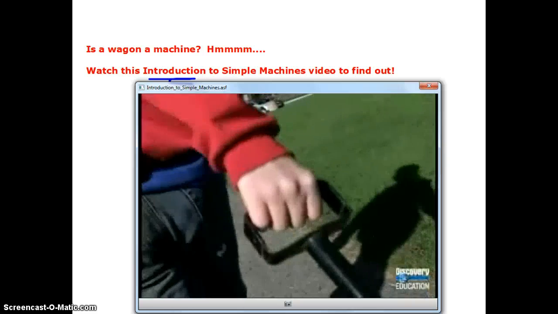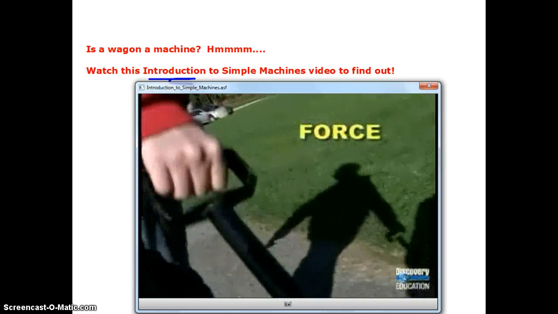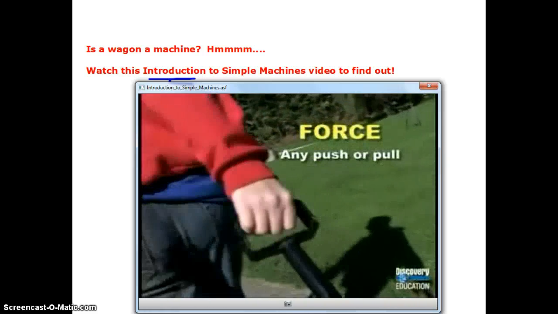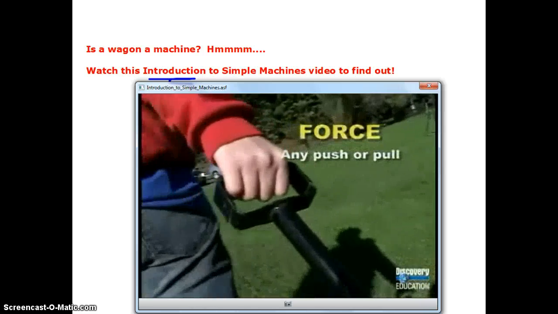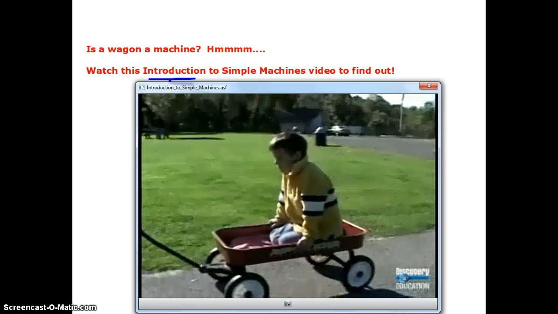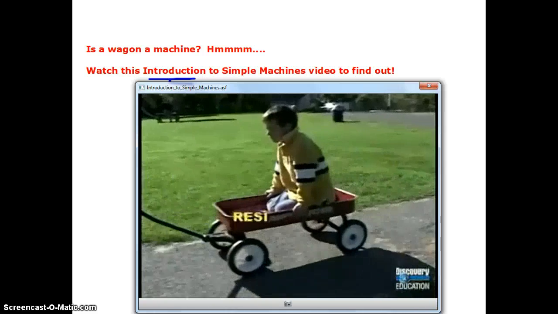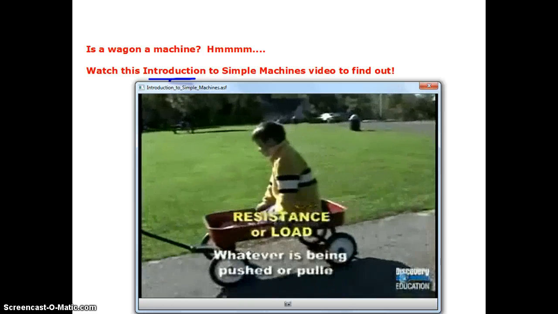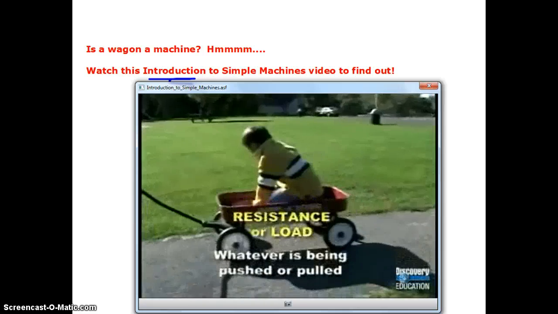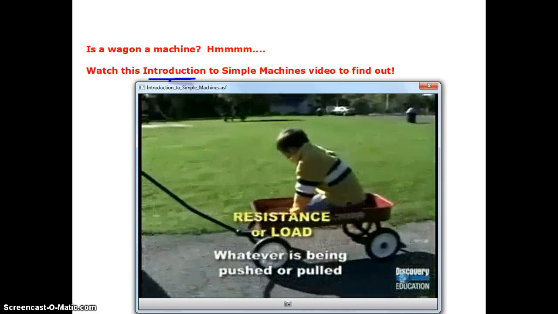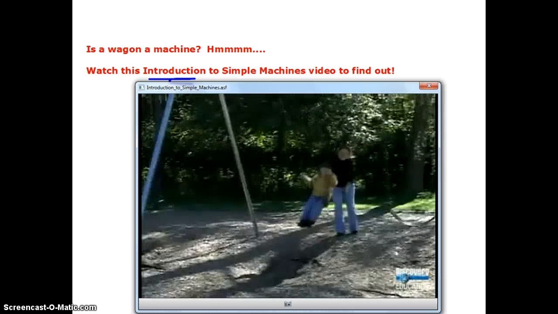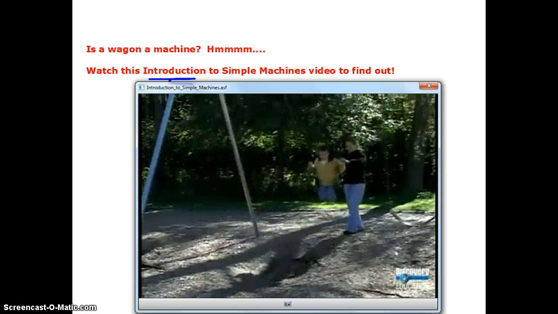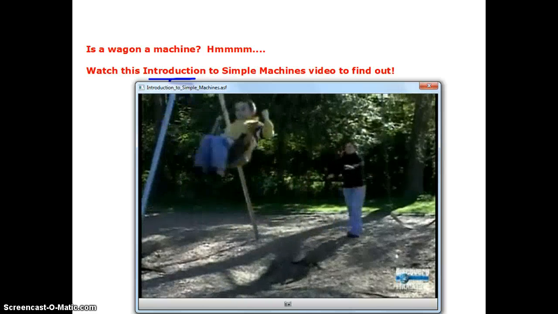Work like this requires force. The definition of force is any push or pull. Pulling a wagon involves force. Here's still another definition. Whatever is being pushed or pulled is called the resistance, or load. Here, the boy being pulled in the wagon is the load. And here the boy is the load when he is pushed on the swing by his mother.